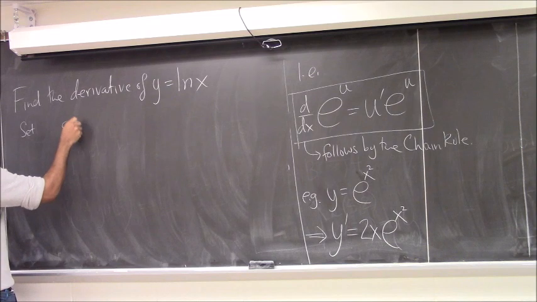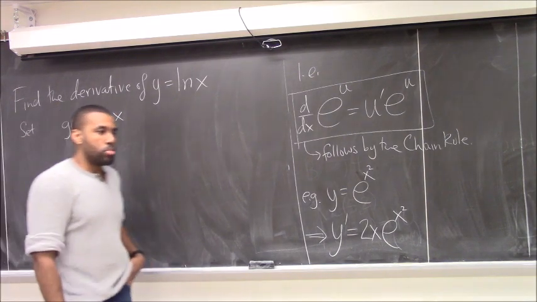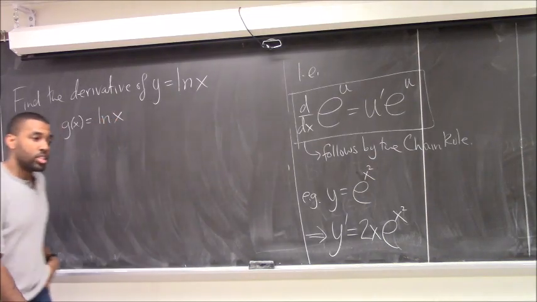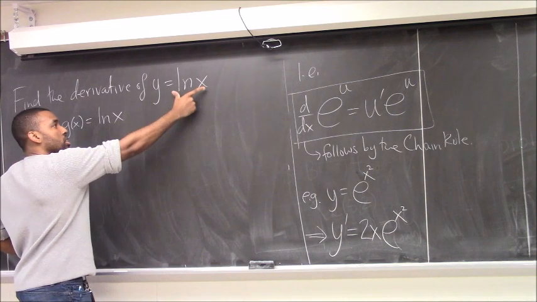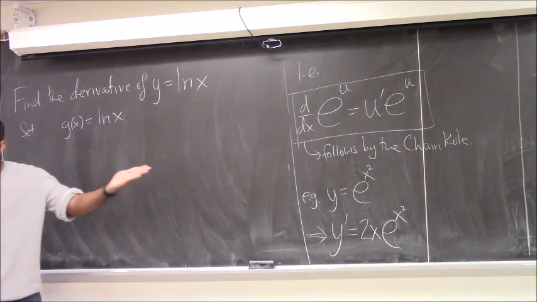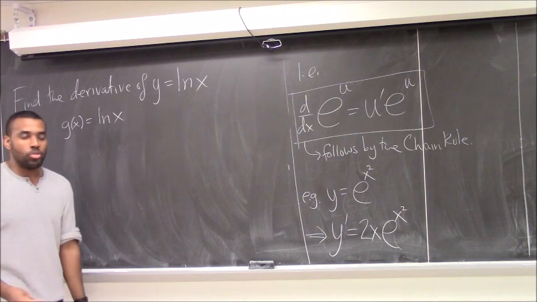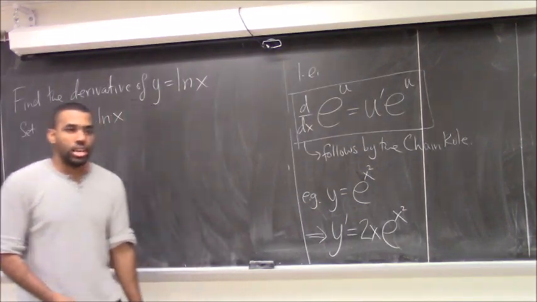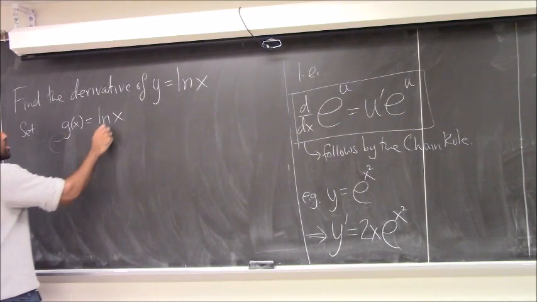So set my function g of x to be ln x. My goal is now to figure out what g prime is. I'm not going to use the limit definition, even though technically we could. Here's what I'm going to do. Because in theory at the moment we don't know how to deal with ln x, I want to get rid of the ln, so I won't have to deal with it. How could I do that? How do I get rid of an ln if I have an equation? Raise both sides to the e.